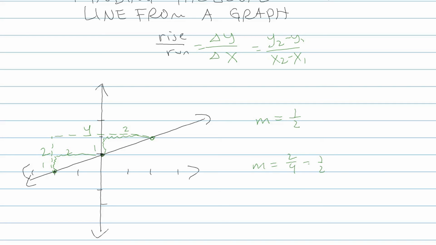So the way you tell the slope from a graph is using any 2 points that are on your line. You have to be sure they're on the line, and then looking for the change in y, or the rise, and put that number on top of the run. And it should be the exact same slope for any 2 points you can find on the graph.